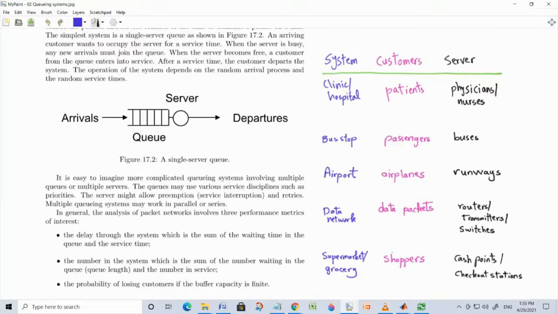The system can be a bus stop, and the customers can be the passengers, and the servers will be the buses. The system can be an airport, and the customers can be the airplanes, and the servers may be the runways. The system can be a data network, and the customers can be the data packets that are transmitted by the users, and the servers can be things in the network like routers, transmitters, receivers, switches, and so on. Supermarket: the customers will be shoppers, and the servers will be the checkout stations, and so on and so forth.